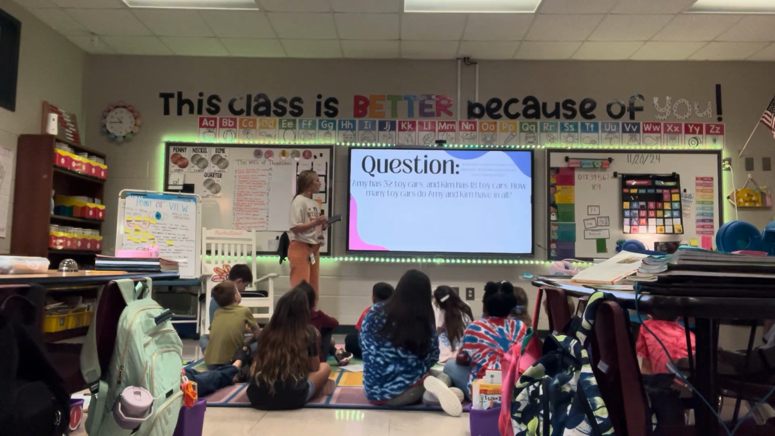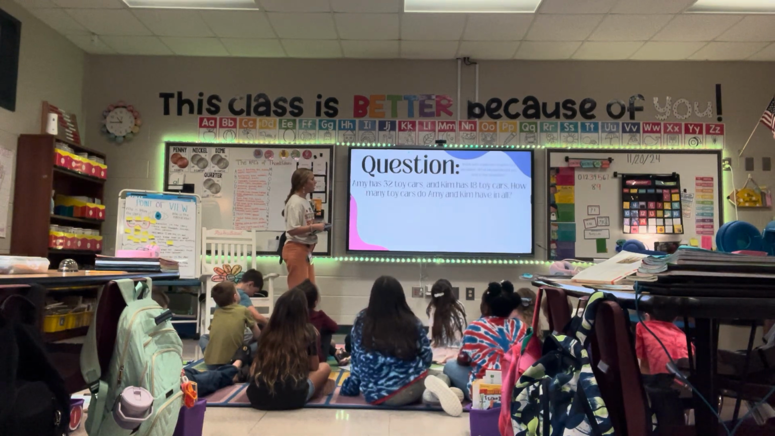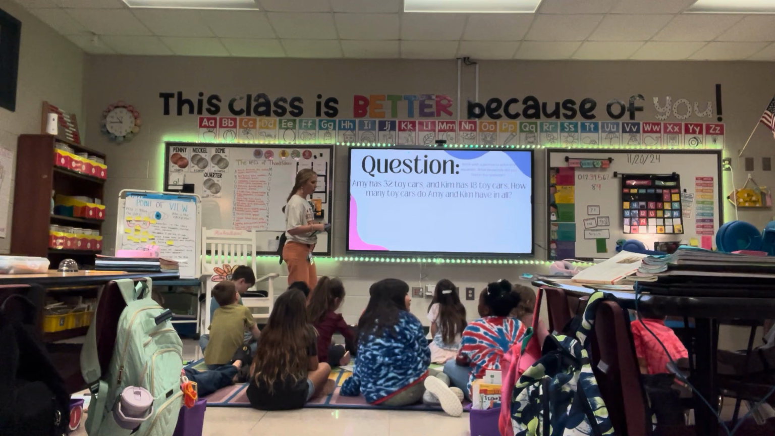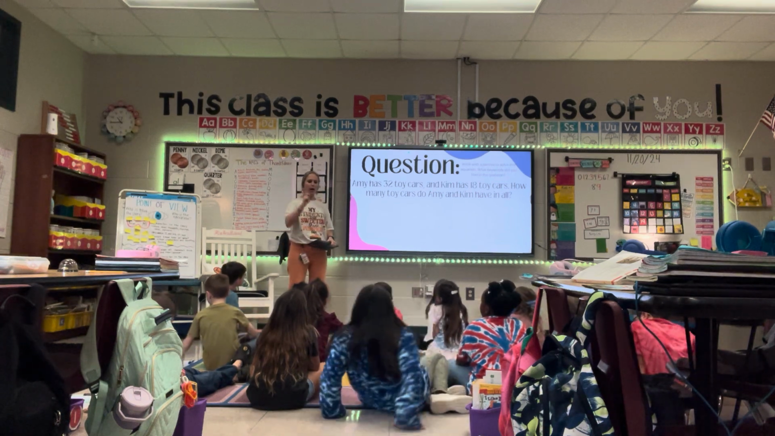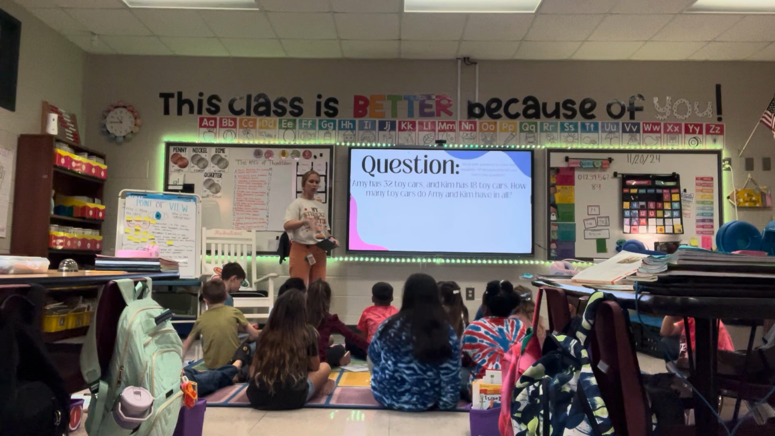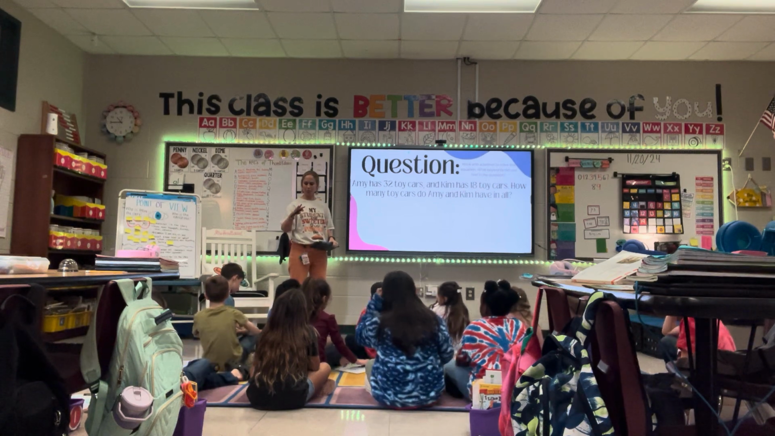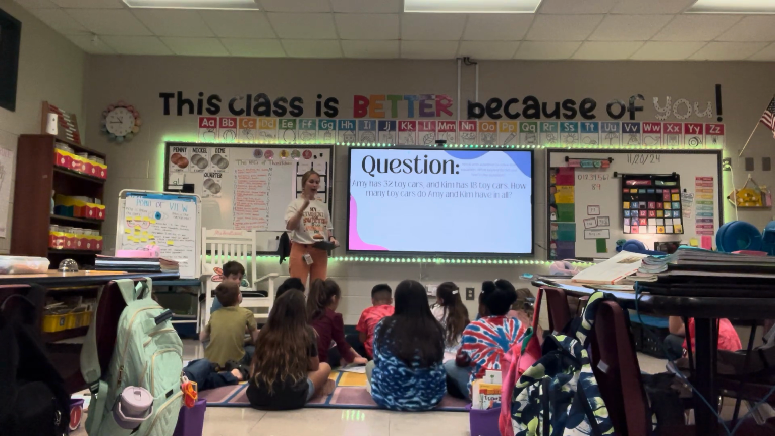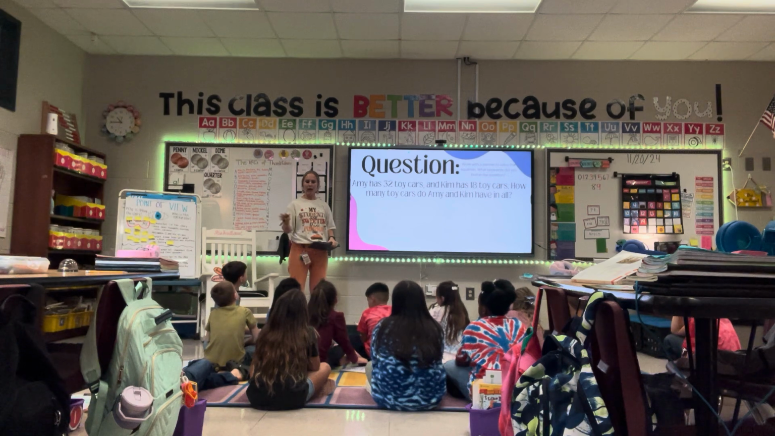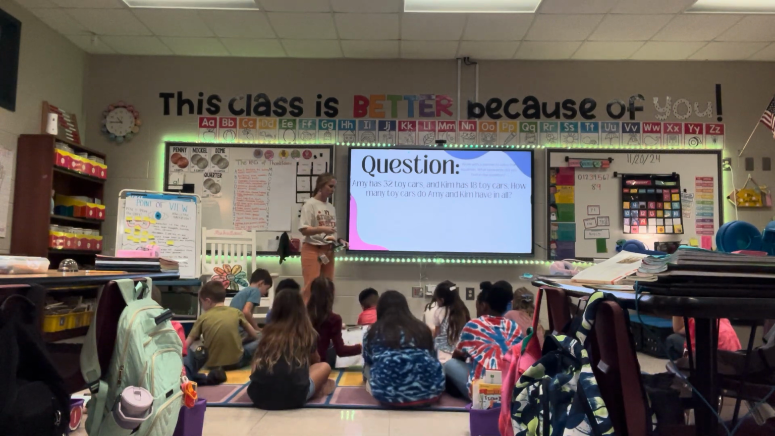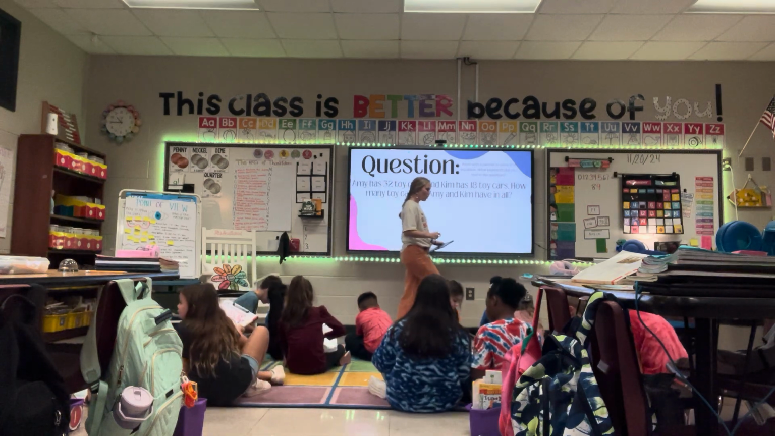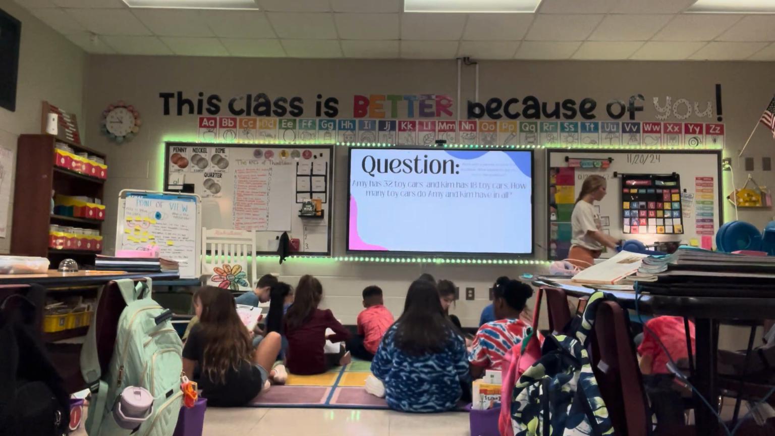Good. So, with a partner, you are going to solve this equation. You are going to talk about what you need to solve this equation, and what strategy you are going to use to solve this equation, and then both of you solve it on your whiteboard. So get with your partner and talk about what strategy you need to solve this equation.